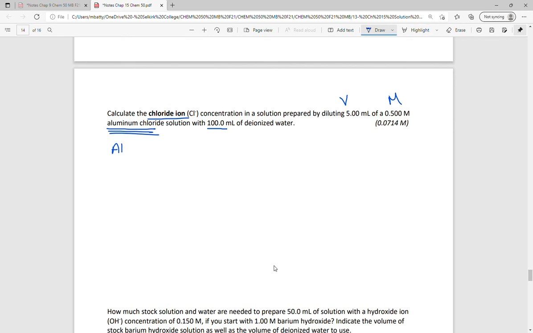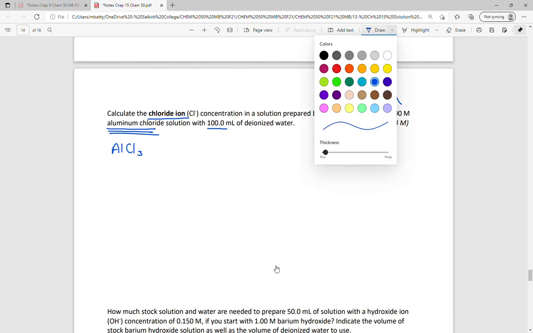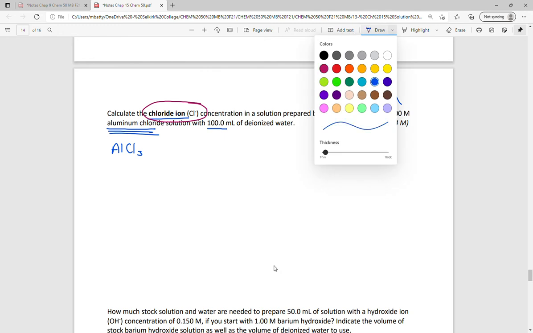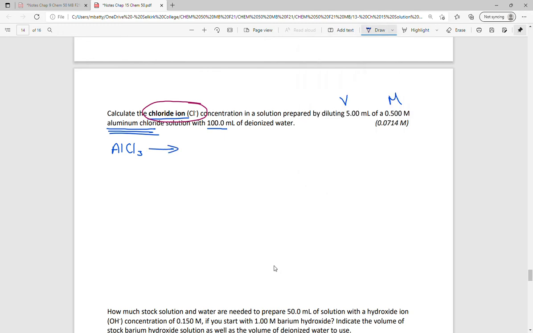So aluminum chloride, aluminum is a +3 combining capacity. So the formula for the compound is AlCl3. Now, if we think about how this dissociates and the fact that this question is not asking about the concentration of aluminum chloride, but specifically the chloride ion, we're going to take what we are starting with, which is a 0.5 molar concentration here, and use that skill that we had before.